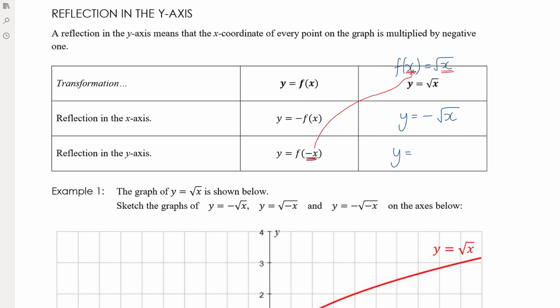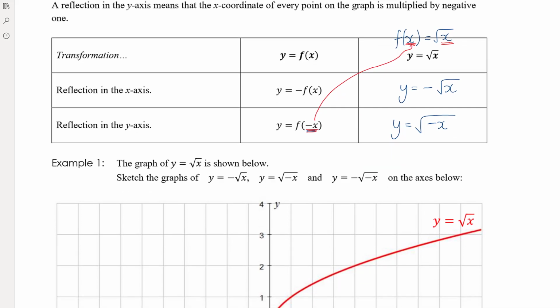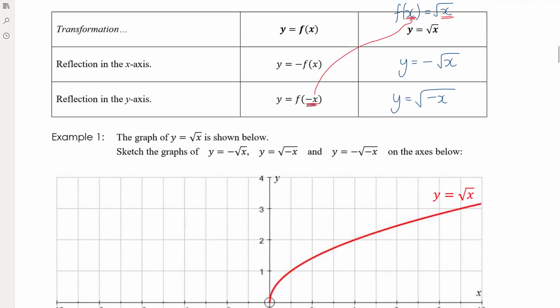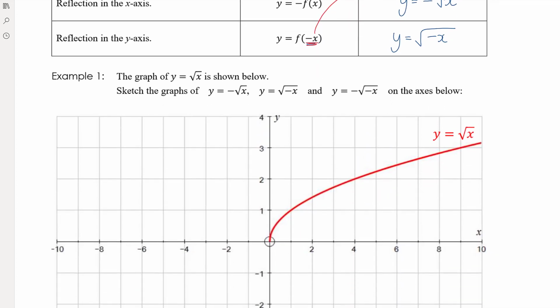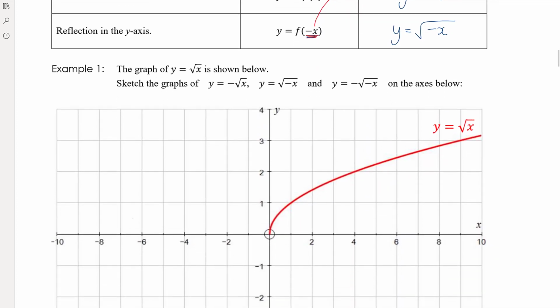Okay, so my equation becomes square root of negative x. People go, oh, that's an issue because you can't square root a negative. But the whole point is that yes, when x equals 2, this function's not defined, because that would mean square root of negative 2. But when x equals negative 2, this function is defined, okay? So it's just going to change where it is. And we can also think about that because it's reflecting this graph shape in the y-axis. So I'll come back to that once we've drawn it.